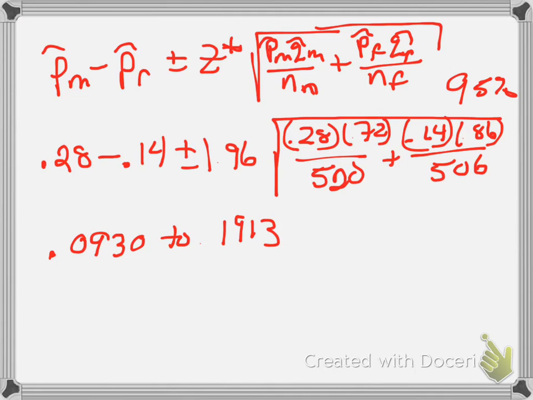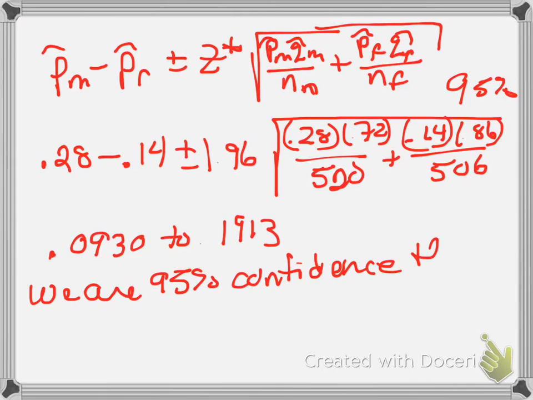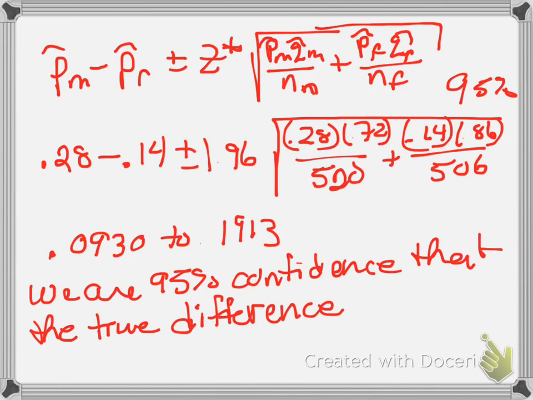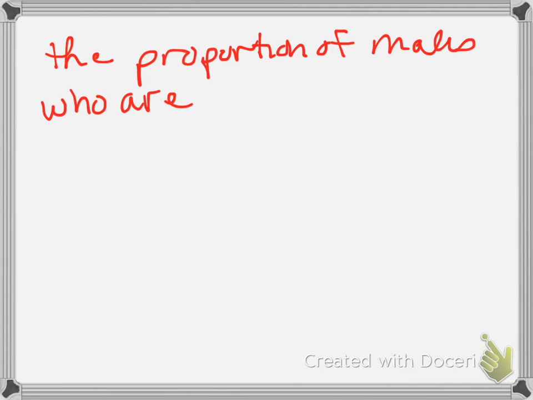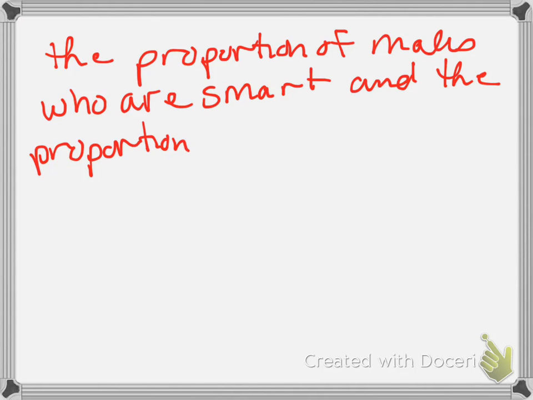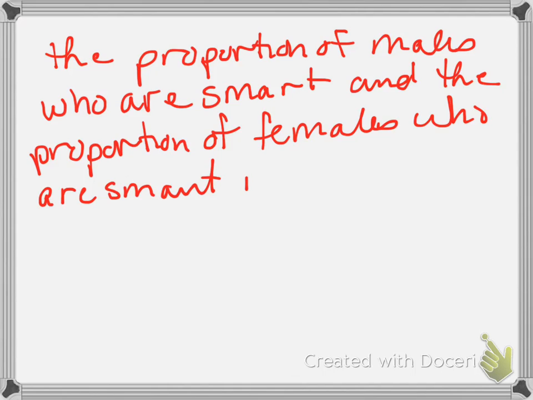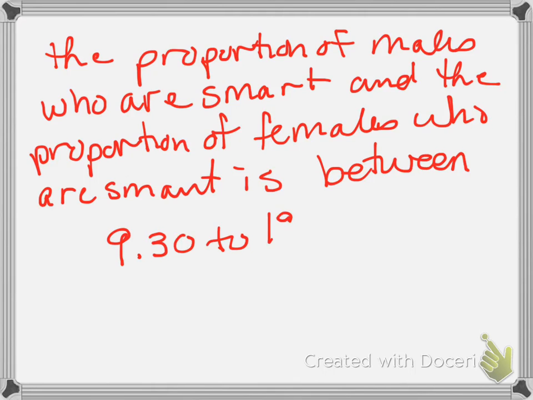All right? And so let me write my conclusion. And so say we are 95% confident that the true difference between, okay, now I need to go to the next slide, the proportion of males who are intelligent, but I'm just going to write smart, and the proportion of females who are smart is between, and so what do I have, 9.30 to 19.13%.